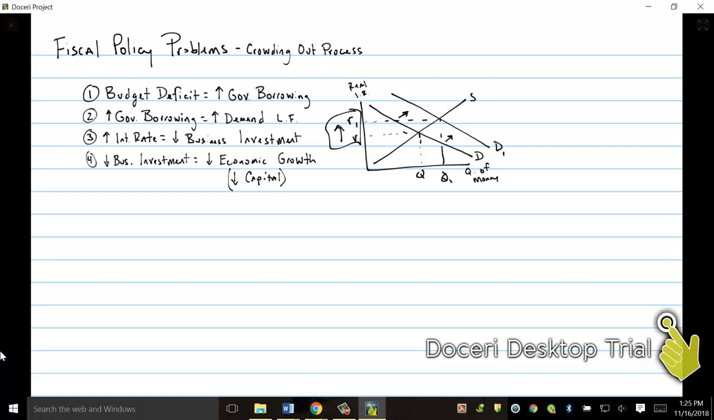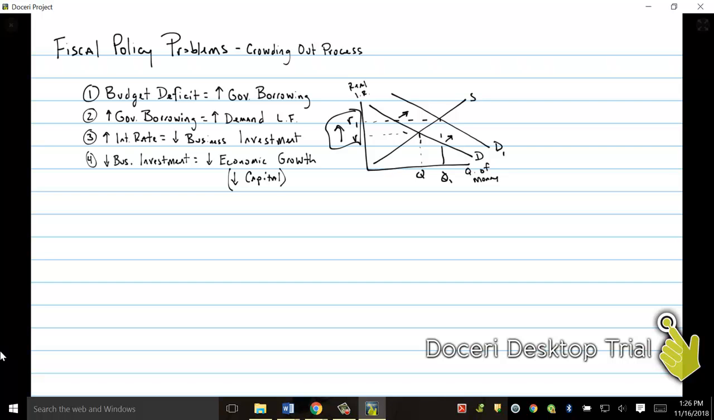The increase in government borrowing is going to increase the demand for loanable funds, which takes us to step three. We can see on our graph then that there's an increase in the interest rate. And whenever interest rates increase, this is going to discourage businesses from wanting to borrow money. Businesses need to borrow if they're going to spend on investment. When rates are high, those rates are less attractive to businesses, and so they borrow and then spend less on investment.